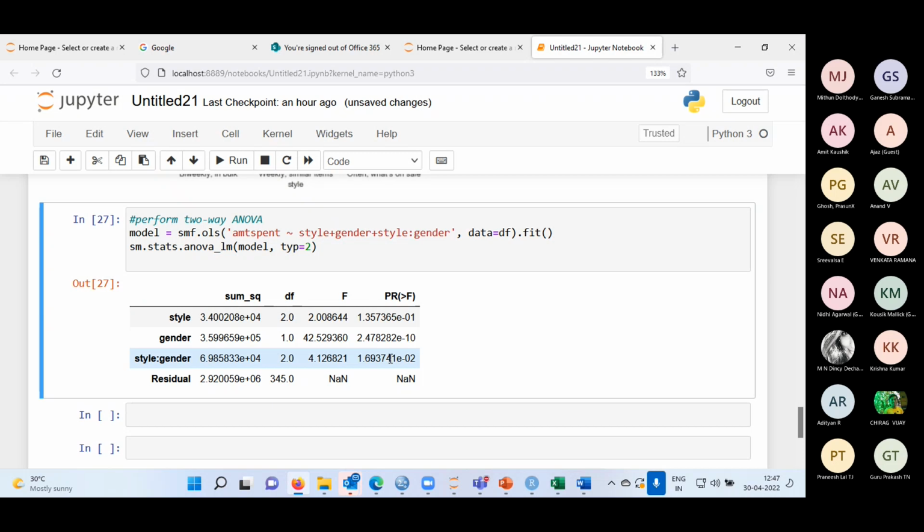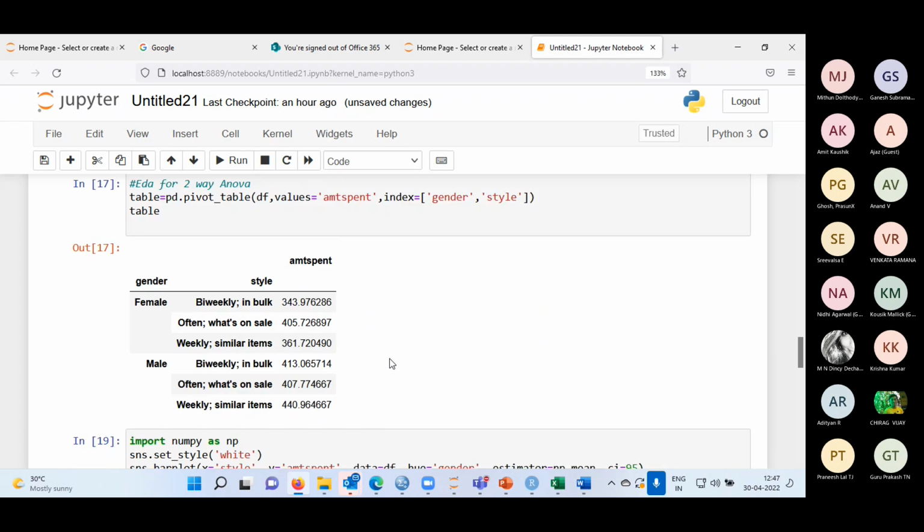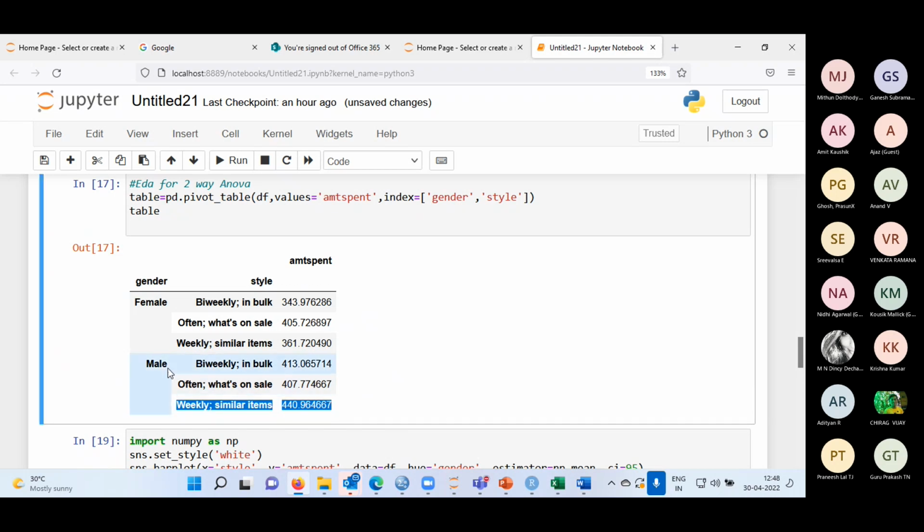At the end of the day, what do I understand? Just go to the pivot table for one moment. Please look at the pivot table, right? Which is the biggest number in this? 440. Can I say 440 is the largest number, which corresponds to whom? Male customers who come weekly. So the most profitable customers who come to my shop are male weekly customers.